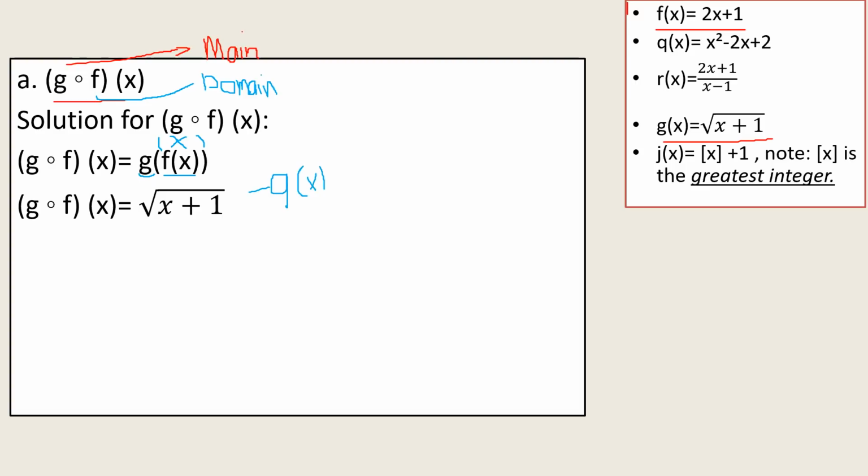Tapos nun, after nating masulat yung main function g of x, that's the time na ilalagay na natin, gagawin na natin yung process ng composition using the value of function f. So, ito yung magiging next solution natin. Ito. So, definition ng composition ng function g and f of x is equal to what? Ito yung buong square root na wherein sa loob is yung x, at yung x dito napalitan siya ng value ng f which is 2x plus 1.